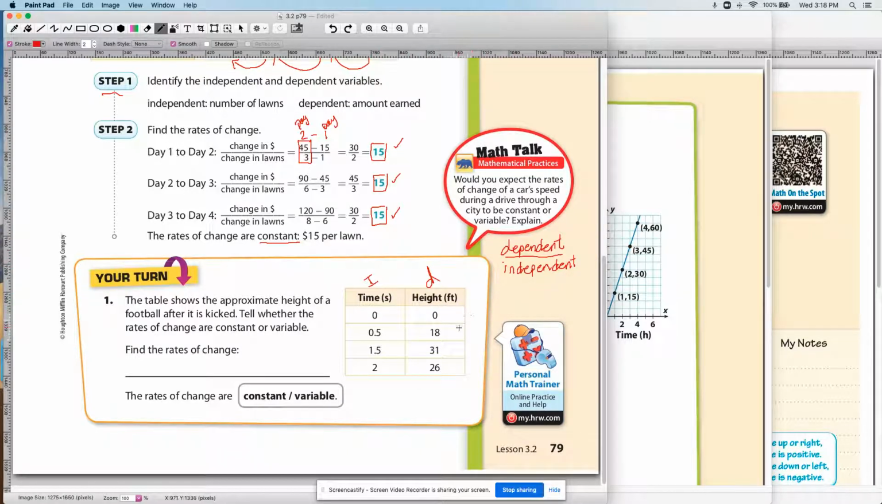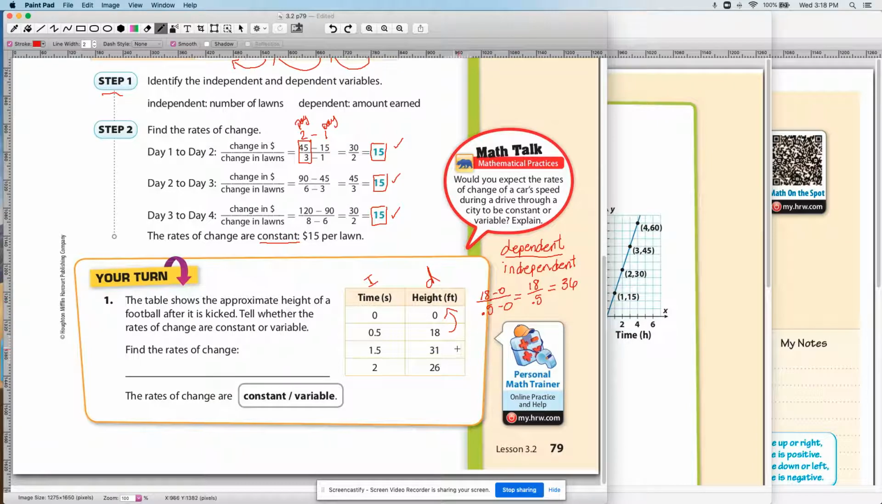We're going to do the same thing, day 1 to day 2, day 3 to day 2, and day 4 to day 3. So we're going to start with day 2 and day 1, or it's not day, I guess, in here. It's the second statistic with the first. We're going to do 18 minus 0 over 0.5 minus 0. When we subtract, we're going to get 18 divided by 5/10, and that is going to give you 36.